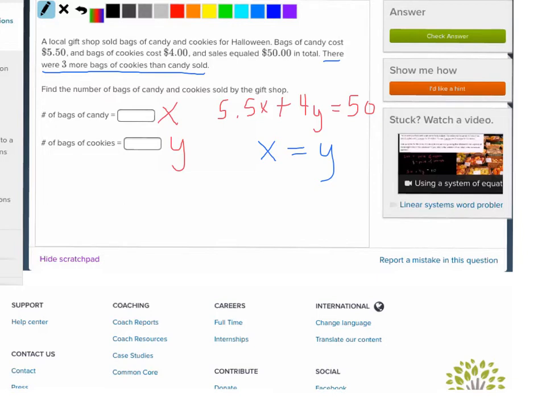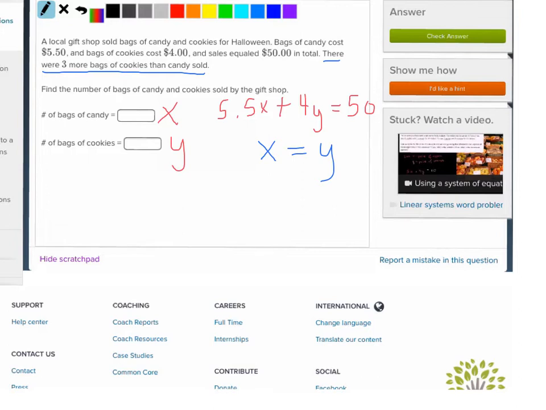Okay. So it says there were 3 more bags of cookies than candy. So the cookies have 3 more. So to make it fair, I need to either take 3 from the cookies to make it even, right? Or I need to add 3 to the what? Candy. Does that make sense? So I've got a scale, and cookies and candy on the scale balance out, right? But they're saying that the cookies have 3 more, aren't they? So the cookies section's heavier. So I need to either add to the candy 3 or take 3 away from the cookies.